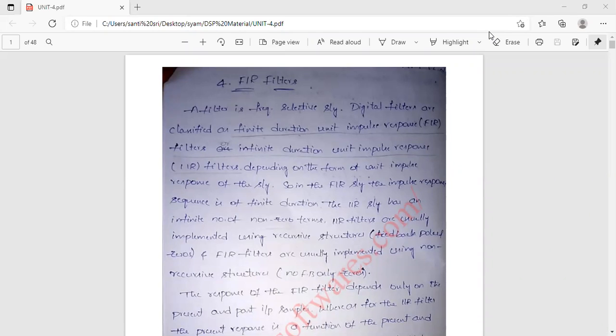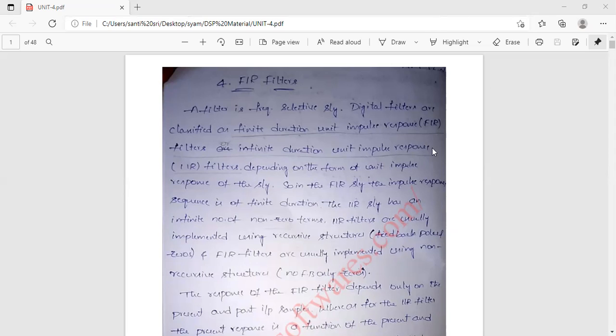So in the last classes, we discussed the realization of digital filters. That is the third unit, the realization of digital filters. In that we have the IIR filters, FIR filters, recursive filters and non-recursive filters, and the techniques for individual models. Now we are going to discuss the FIR filter and the realization of FIR filters.